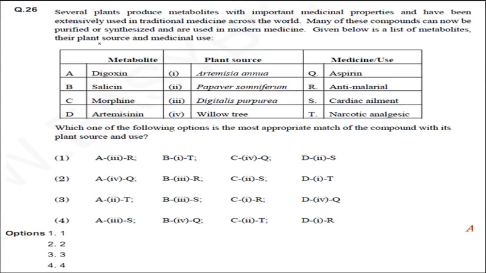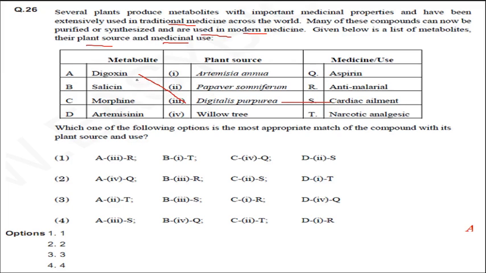Let's read. Several plants produce metabolites with important medicinal properties and have been extensively used in traditional medicine across the world. Many of these compounds can now be purified or synthesized and are used in modern medicine. Given below is a list of metabolites, their plant source and medicinal use. We have to remember that digoxin is produced from Digitalis purpurea, and this digoxin helps in cardiac arrest. Next is salicin.